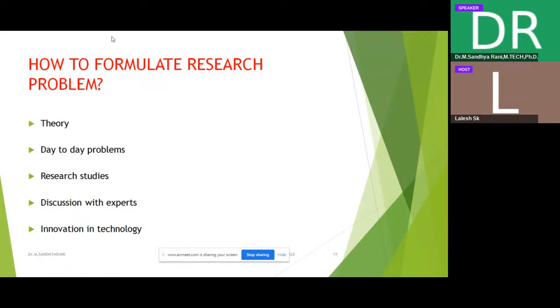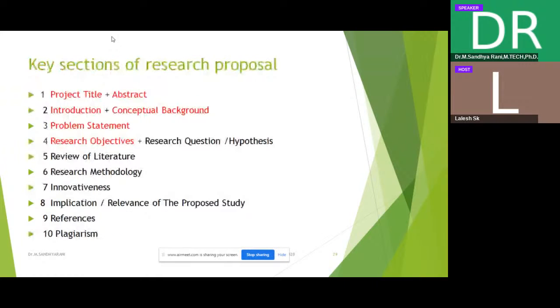Now we know title with abstract. Abstract. Know how to write introduction and problem statement. Now I'm coming to the deep core of my research paper. The deep core of my research paper is objectives, research objective. Unless and until you know what to find out, you really cannot do research. So, what to find out is your research objective. So, what is a research objective?